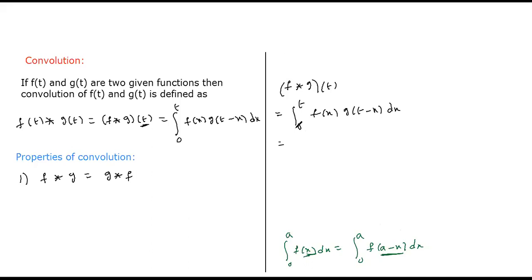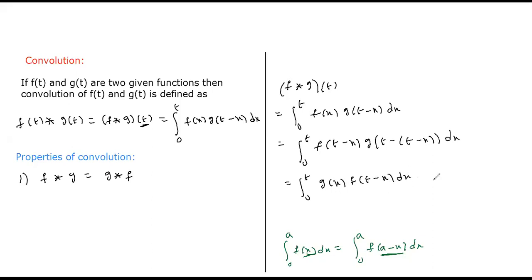If I use this formula, I can write this as the integral from 0 to t, and wherever x is there, replace x with t minus x. So f of t minus x times g of t minus, t minus x, dx. Now simplify: t minus t gets cancelled, leaving plus x, so g of x f of t minus x dx. And this is nothing but g convolution f at t. Do you agree?